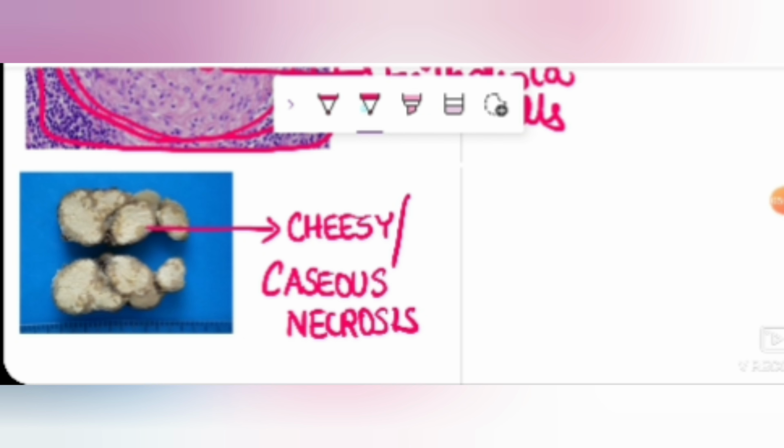So that's a gross image of a lymph node. Gross image of a lymph node. It's cut open, okay? So can everyone appreciate that the cut surface shows you that cheesy appearance which all of us know as the caseous necrosis? Yes. If I do an FNAC from caseous necrosis, what is it going to look like?